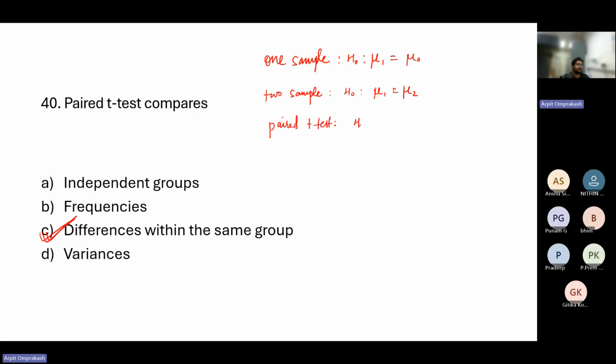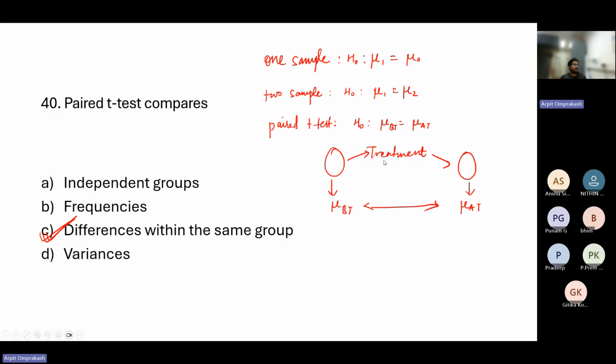where what you have is basically mu before treatment is equal to mu after treatment. So you have a treatment that is being given to a sample. You have one sample, it receives the treatment. Here you measure mu before treatment, here you measure mu after treatment, and you compare these two using a paired t-test. Right. So it reflects on differences within the same group of individuals or same group of people.